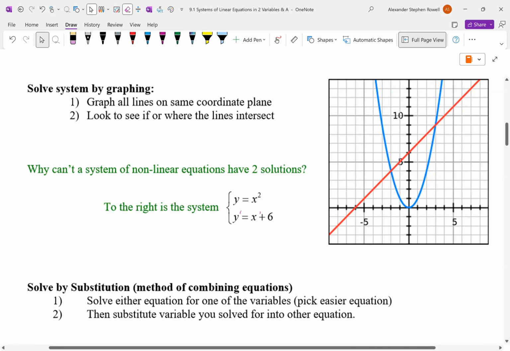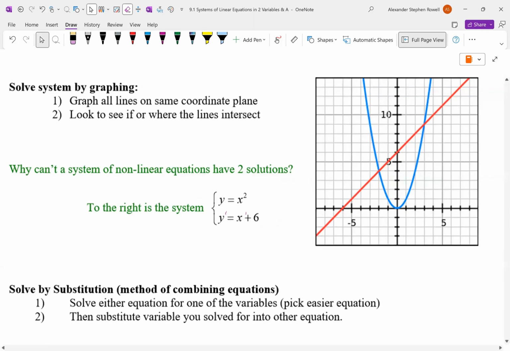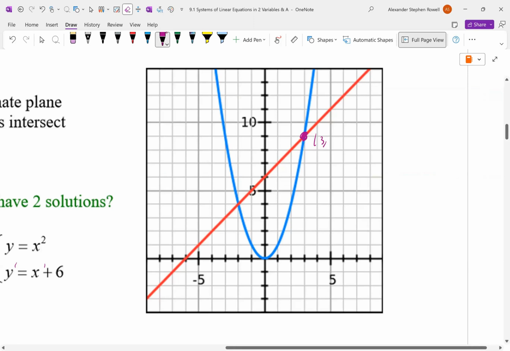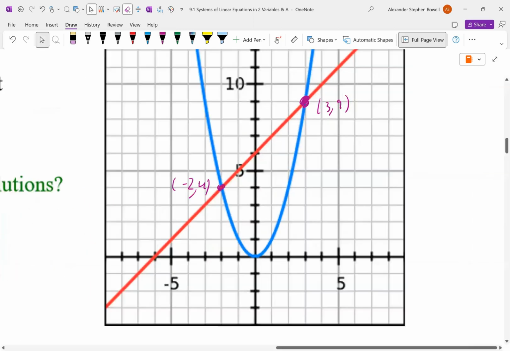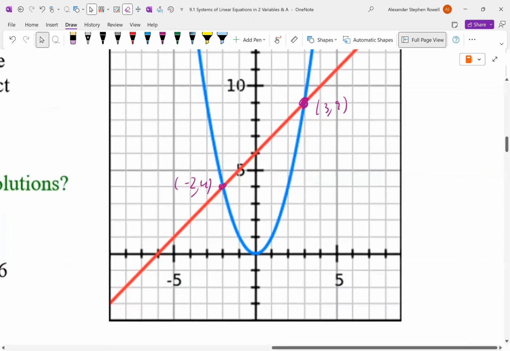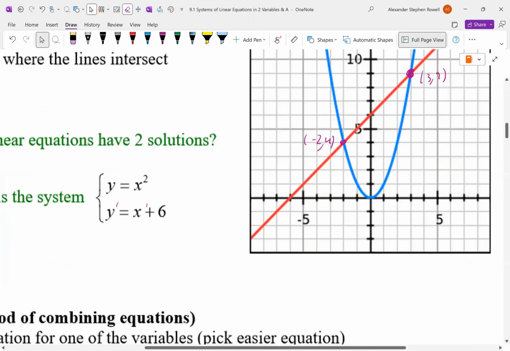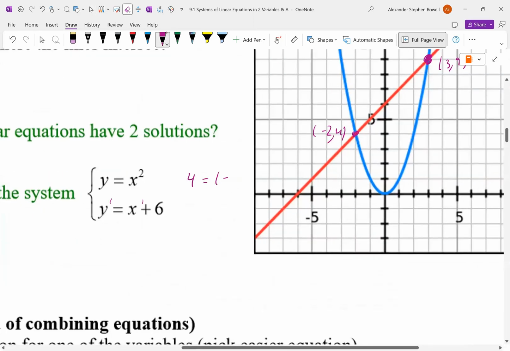How many solutions does this system have? 2. And what are they? 3, 9, and -2, 4. So how could we check that? Plug it in. Is it true that 4 is equal to -2 squared? Yes. And it must simultaneously be true. Is 4 equal to -2 plus 6? Yes. Therefore, we have confirmed that -2, 4 is a solution.